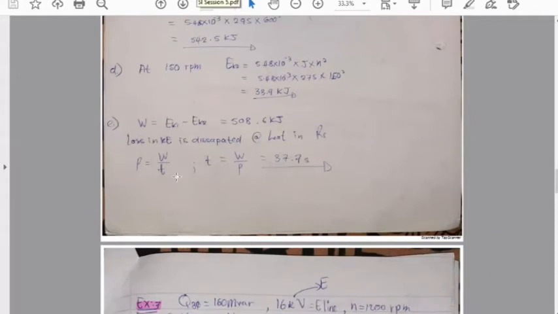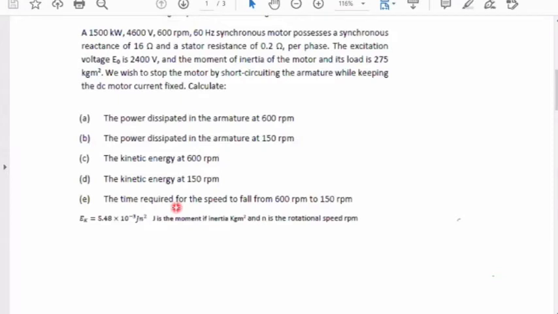Let's look at E. The time required for the speed to fall from 600 RPM to 150 RPM. So now we're talking about the time that is required for the speed to decrease from 600 RPM to 150 RPM.